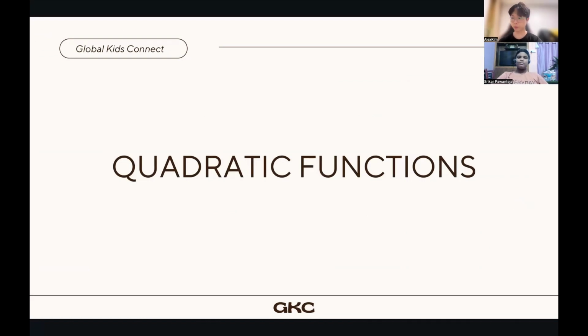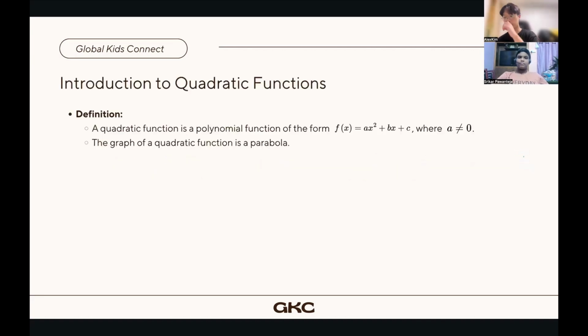And so, let's just get right into it. The introduction to quadratic functions: the definition is that a quadratic function is a polynomial function of the form f(x) = ax^2 + bx + c, where a is not equal to 0. Another key thing to note is that the graph of a quadratic function is a parabola.